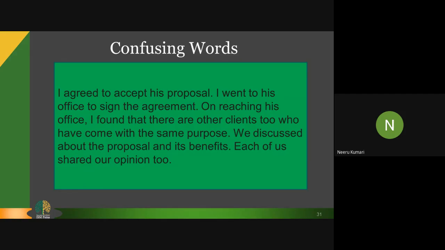You cannot give a break. You have to conjoin these two words, otherwise it is going to form two different words with two different meanings. So, about the proposal and its, again, we need to correct this, benefits. Each of us shared our opinion too. Please remember, while reading, we can identify the errors that we have written, or probably somebody else might have written. You can modify, edit, rectify those errors, and redo it.